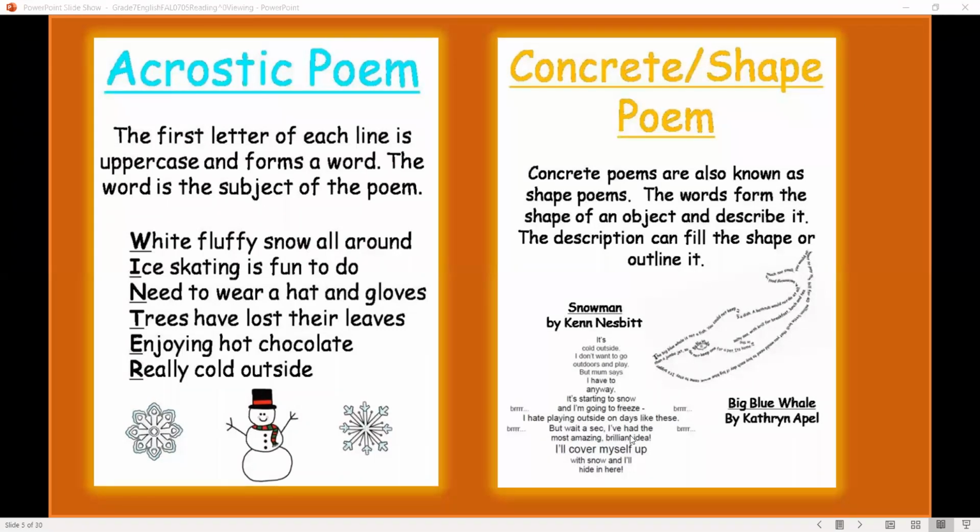So if you look at the snowman one, it says, it's cold outside. I don't want to go outdoors and play, but my mum says I have to anyway. It starts to snow and I'm going to freeze. Brr, I hate playing outside on days like these. Brr, but wait a sec. I've had the most amazing, brilliant idea. I'll cover myself up with snow and I'll hide in here. Okay, so that is a nice challenge for you guys to do. The concrete or shape poem.